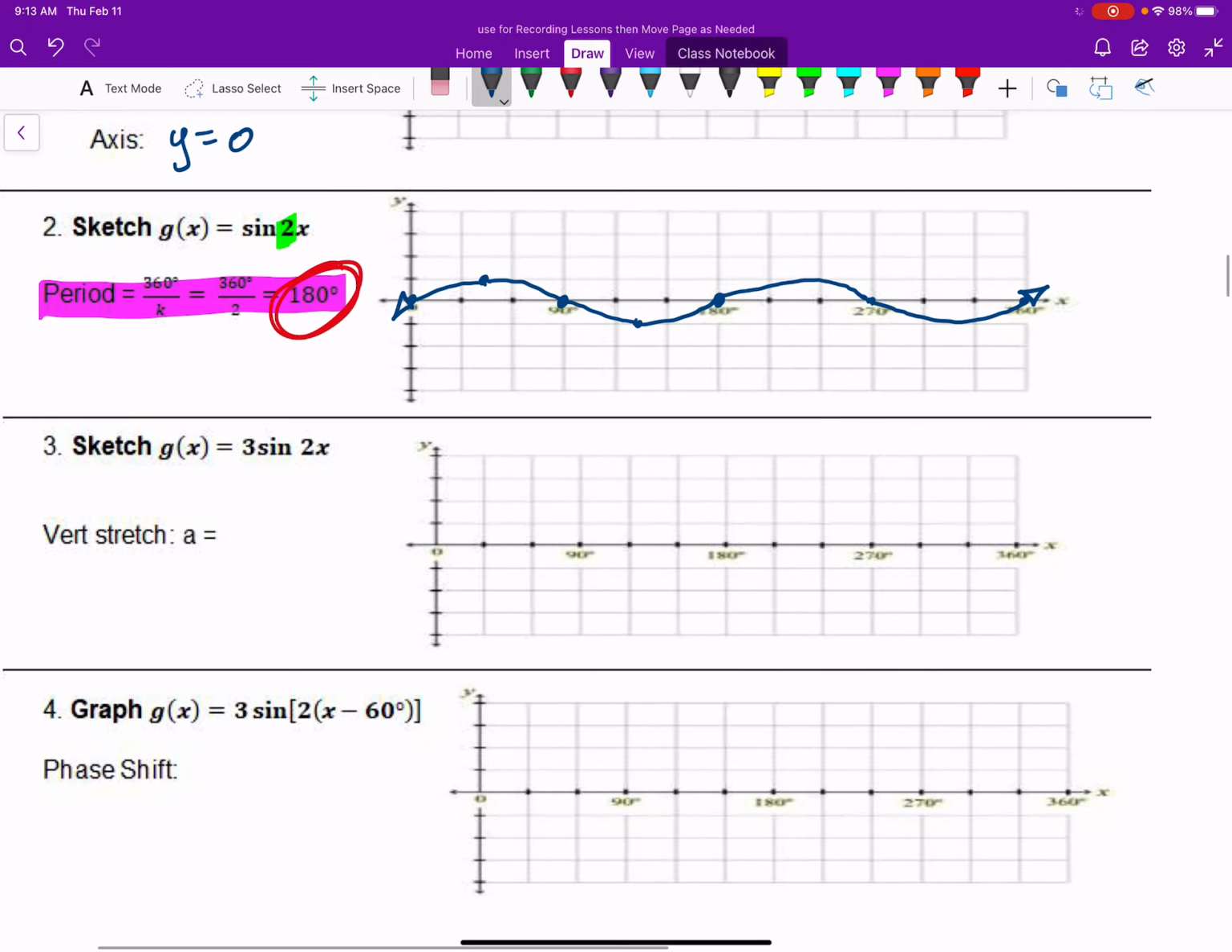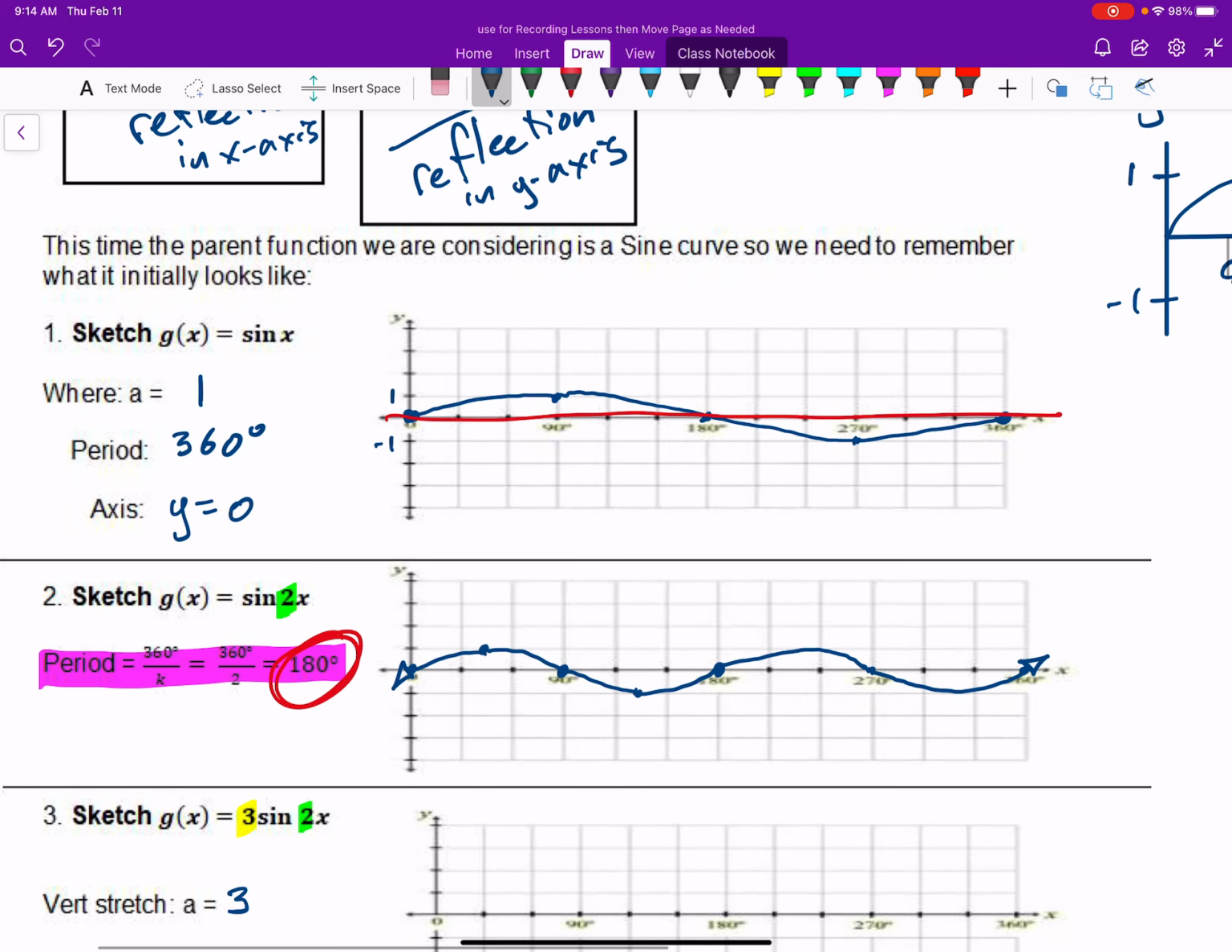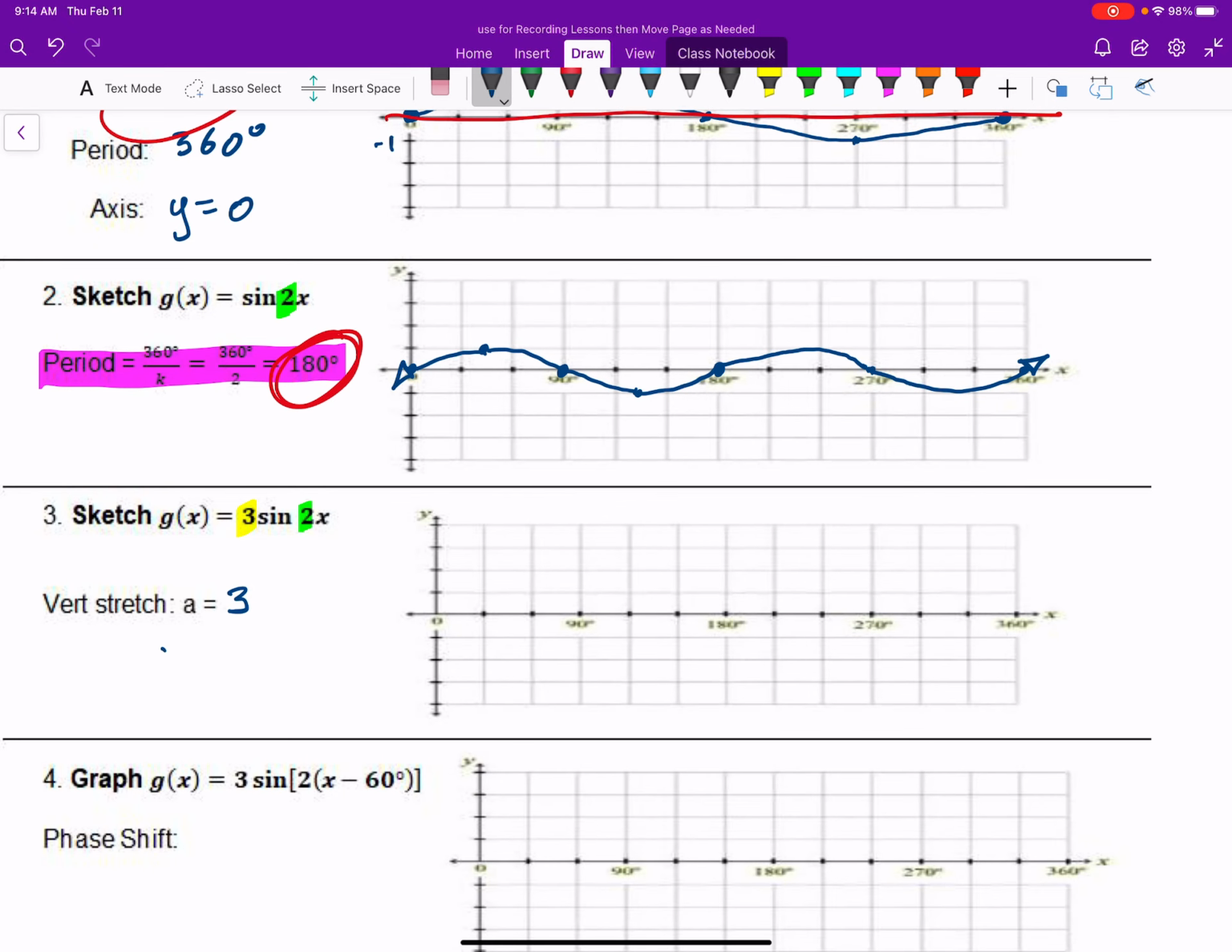All right, what's new for this one? Well, it's got a 3 for its a value. It still has the same k value of 2, so we know that it's still got a period of 180, but the vertical stretch is 3, so it's going to become 3 times as high, 3 times as stretched vertically. That means I can just stretch the amplitude. The amplitude for our parent function is just 1. So to stretch it by 3 simply means make the amplitude equal to 3.